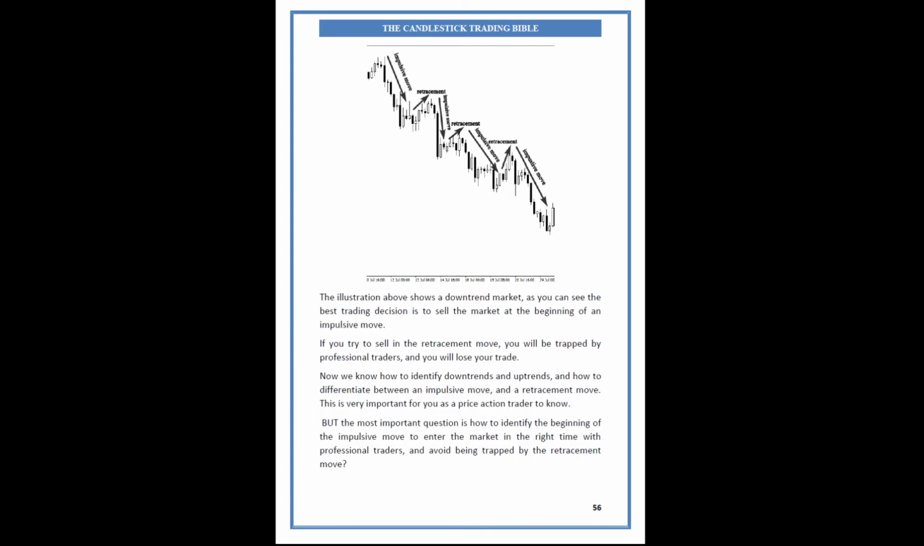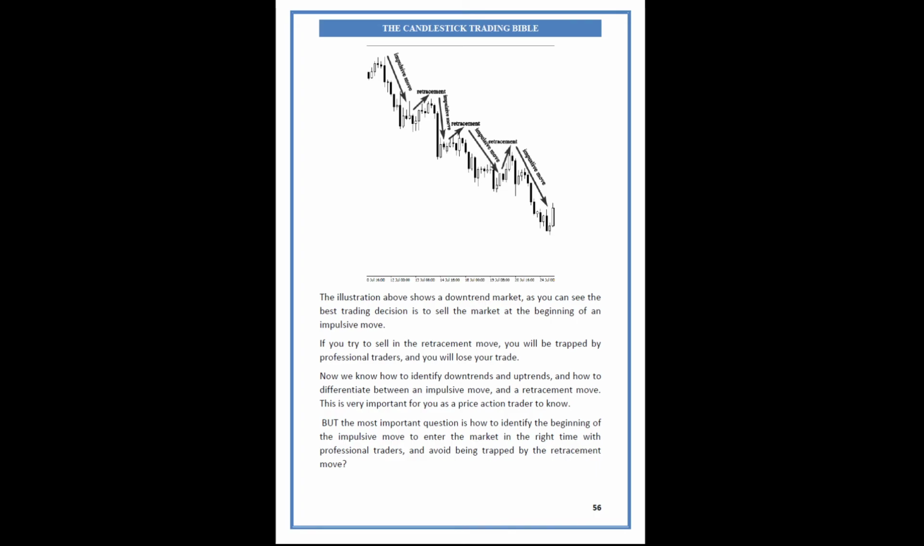So looking at the illustration above, it shows a downtrend, and as you can see, the best trading decision is to sell the market at the beginning of an impulsive move. If you try to sell in the retracement move, you'll be trapped by professional traders, and you'll lose your trade. Now we know how to identify downtrends and uptrends and how to differentiate between an impulsive move and a retracement move.